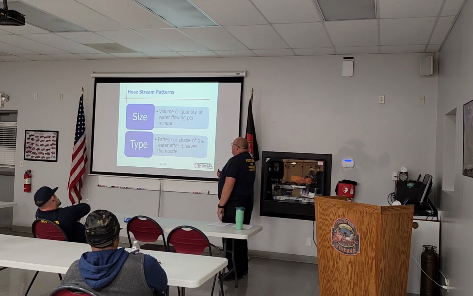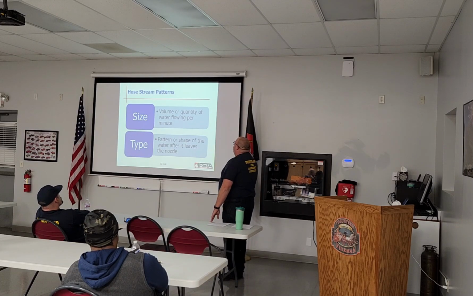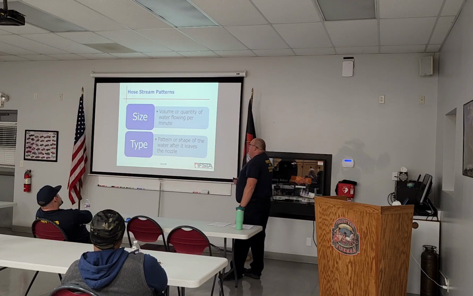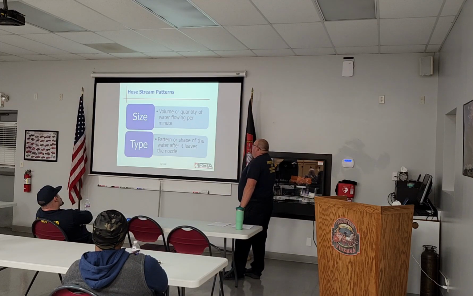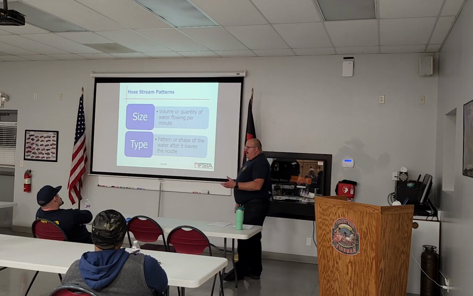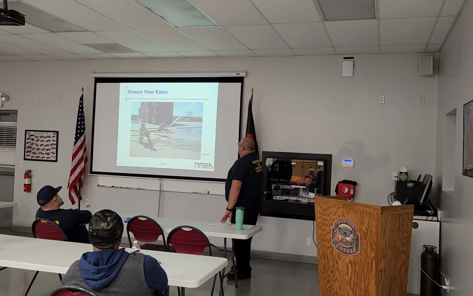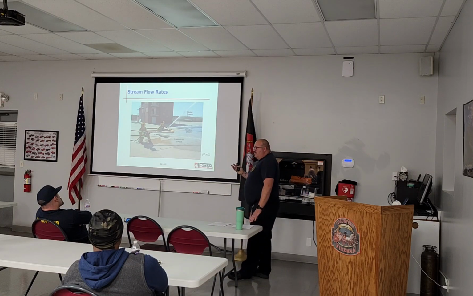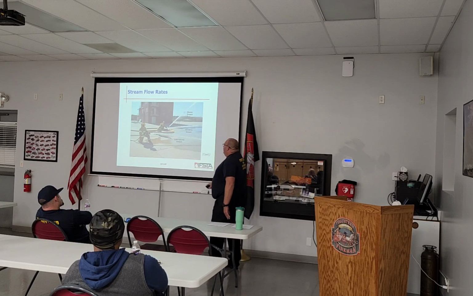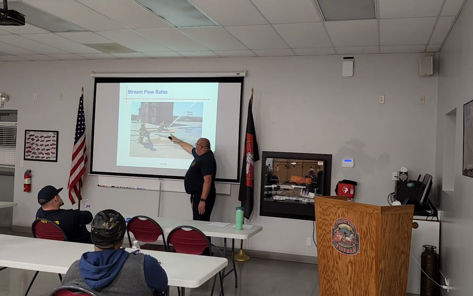Hose stream patterns: your size, or volume, is the quantity of water flowing per minute, and the types are the patterns or shapes of the water after it leaves the nozzle. For that fog nozzle, you can adjust the type of stream you want coming out. That far one is a master stream. It's a large diameter hose, and typically the nozzle is going to be mounted to the ground. You got a large hand line here that he's operating, and then you got a low volume stream.